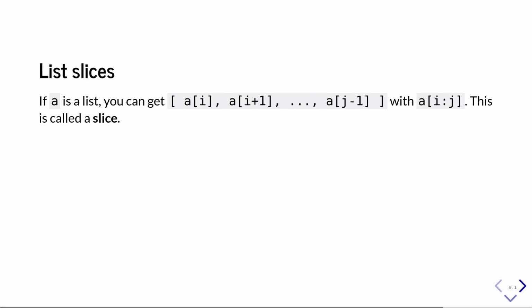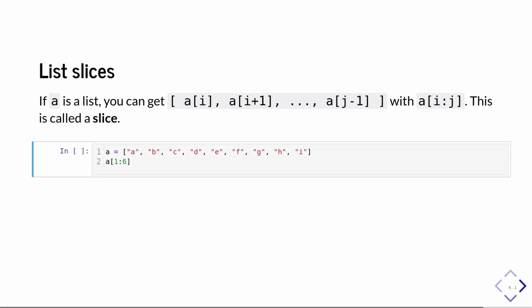Again, we learned about slices of strings, and the exact same syntax works for lists. If A is a list, then the slice A square brackets i colon j gives you a list consisting of the ith element, the ith plus first element, all the way up to the j minus 1th element of A. So again, this is the same thing that happened for strings. You don't get element number j.